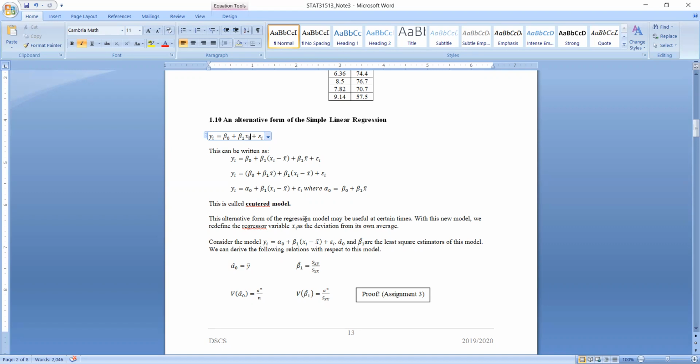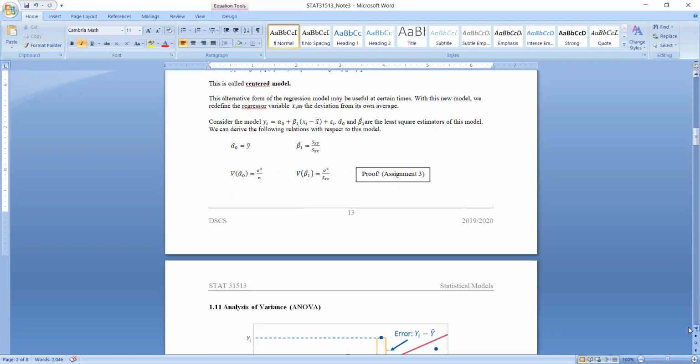If you take this model, now here you have one parameter alpha naught and another parameter beta 1. We can prove that the estimated value alpha naught hat is equal to the mean value y bar. And then for beta 1 hat, you have the same equation as before, and the variances of alpha naught hat and beta 1 hat you can prove by using these equations. These are the equations for the variance, right? So that we will be discussing in assignment 3.